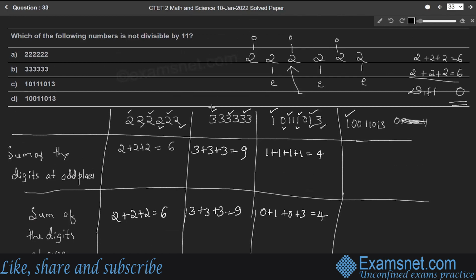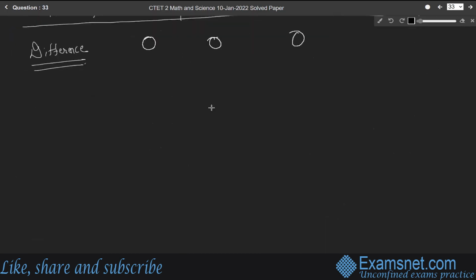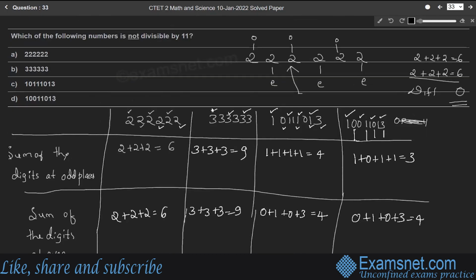So, come to the last one. 1, 0, 1, 1. 1 plus 0 plus 1 plus 1, which is 3. Whereas, even places 0 plus 1 plus 0 plus 3, which is 4. So, the difference is 1. Therefore, the last number, which is 1 crore 11,013, is not divisible by 11. Therefore, option D.